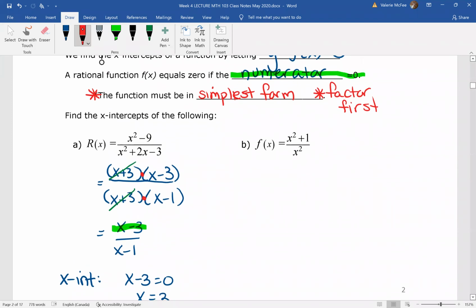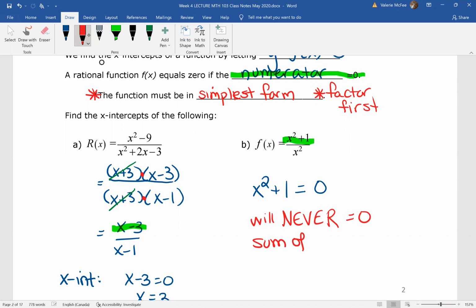But in order to find the x-intercepts, we have to let the numerator equal 0. Well, we just did this in the last video lesson. This is never going to equal 0. This is a sum of squares. x squared would have to equal -1 in order for this to equal 0, and x squared will never equal -1 if we're talking about x as a real number. This tells me there are no x-intercepts.